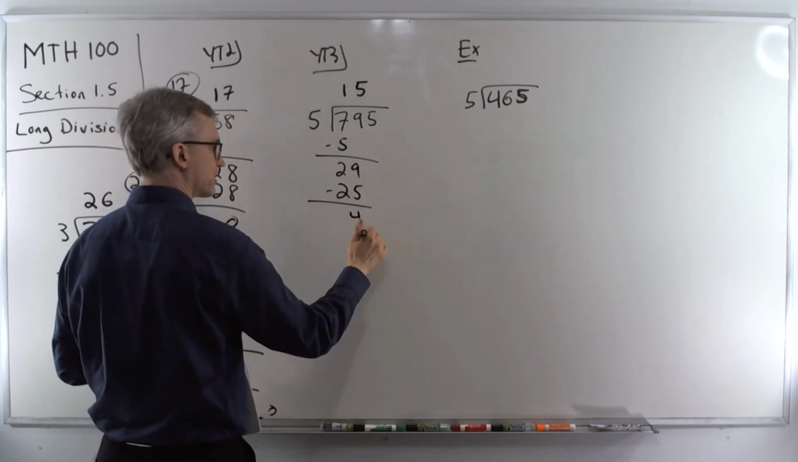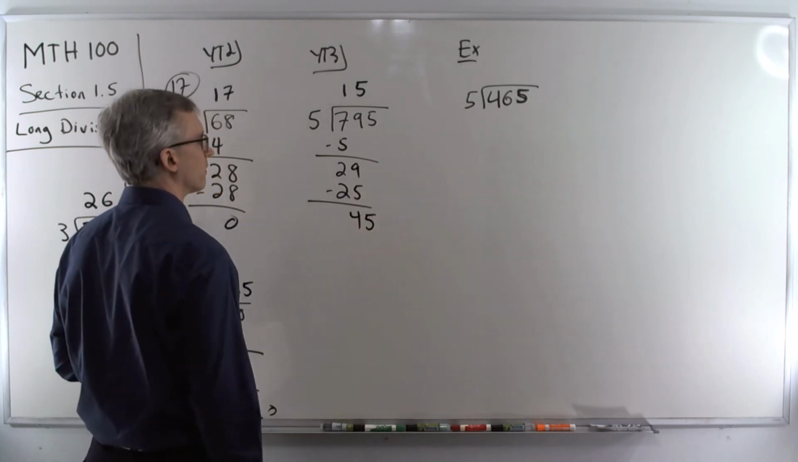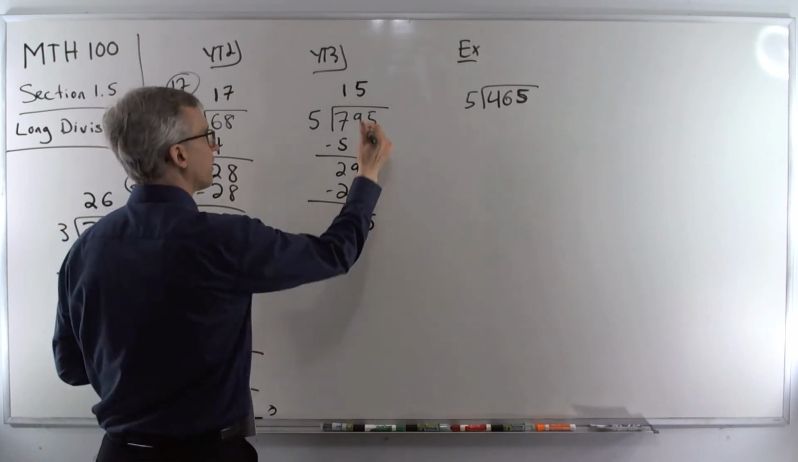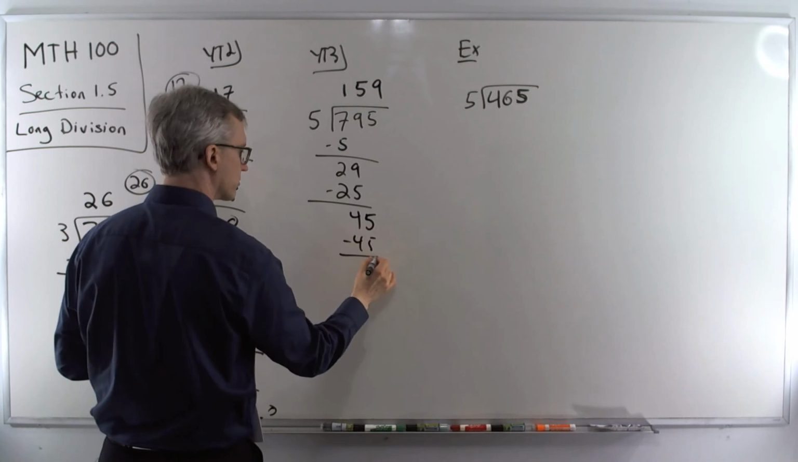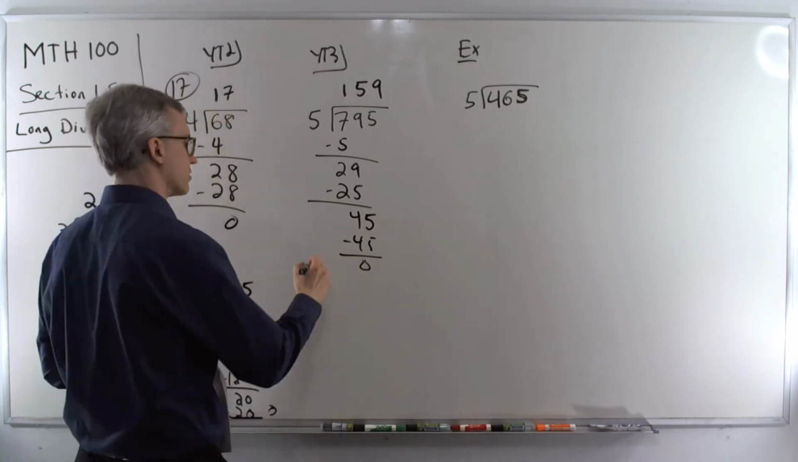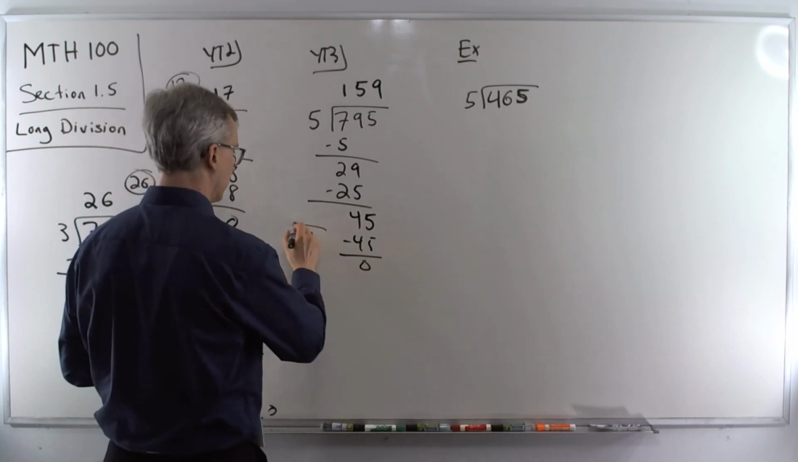And we'll bring down the last digit, which is a 5. And now 5 goes into 45 9 times. 9 times 5 is 45. Subtract to get 0. And our answer is 159.